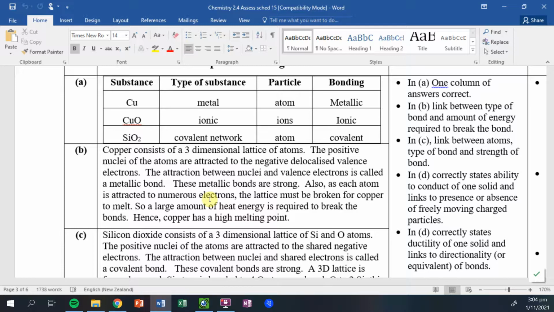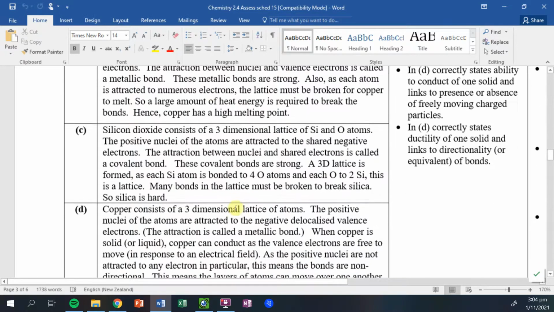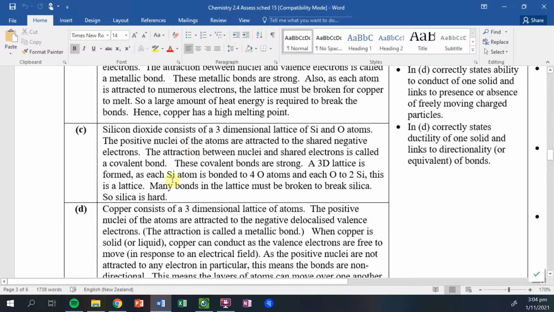Most cases they like to compare things with the covalent network because that has such a high melting point, but in this case you didn't. Cool. All right, this one here is your silicon dioxide, and this one you're comparing why it has a hard structure. This is quite unusual.